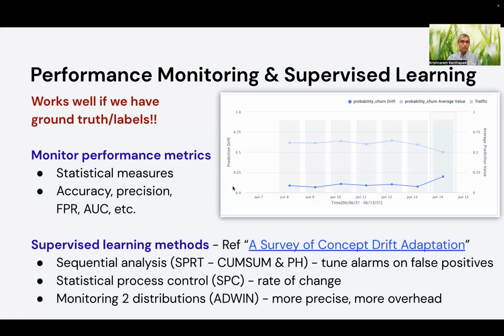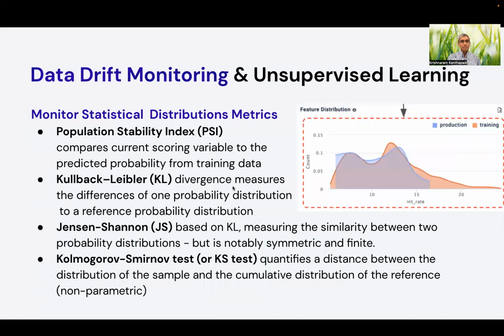Next, let's look at the second category. First, let's consider the setting where it might still be a supervised learning setting, like say binary classification, but we do not have access to ground truth labels. So in this case, we may want to measure changes in the distribution of underlying variables. For instance, the distribution of features or the distribution of the prediction probability itself.